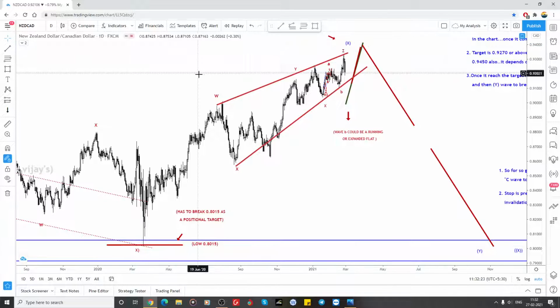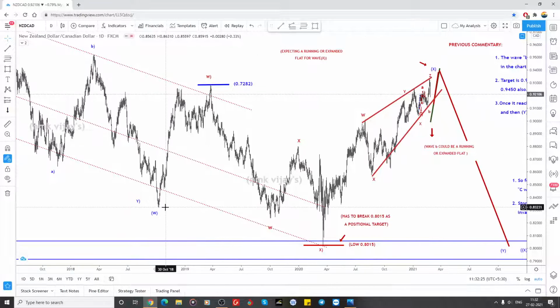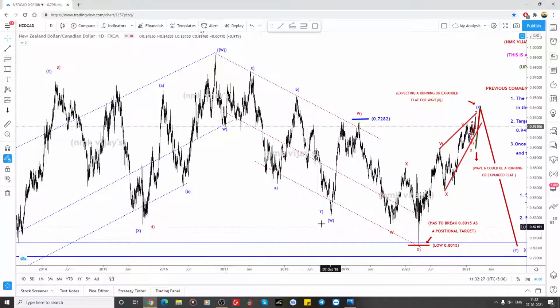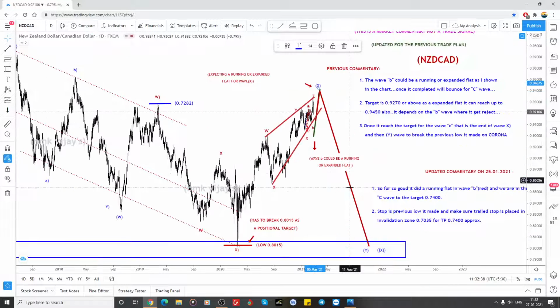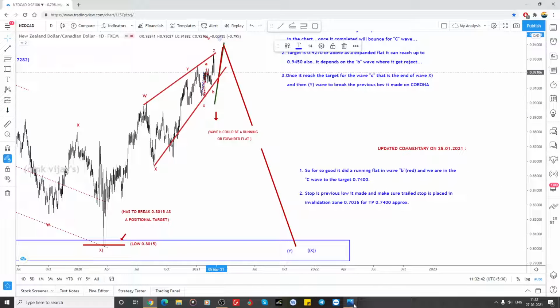So this could be the end of X also. For this Y, W. So this is the X, and we may go to the downside also. It may go to the downside also. So let's see, right? And what else?